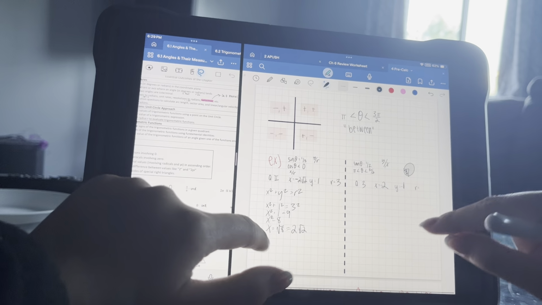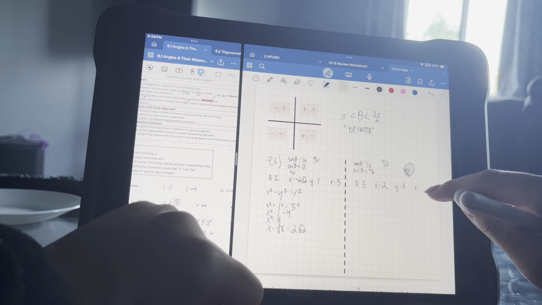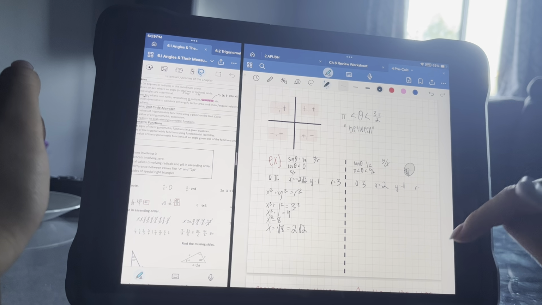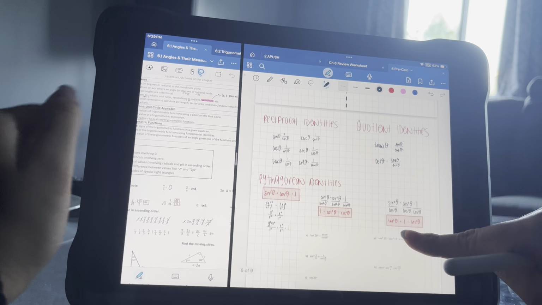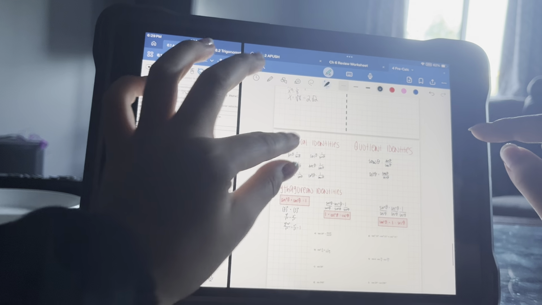Now you would do the same steps of this to find r, but I'm not going to do that. If you want this, you can work on that one yourself. Okay, I think this is the last page.